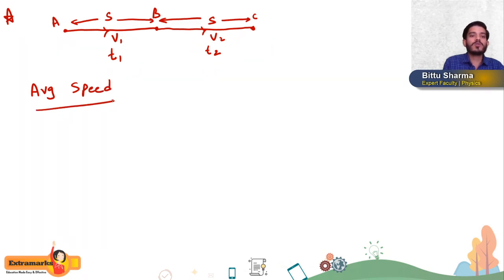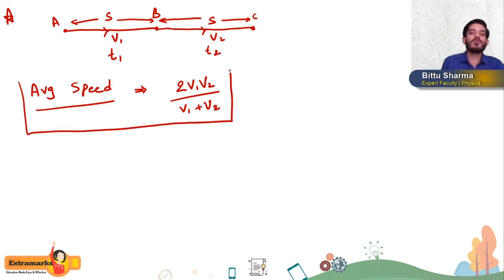in this case, students, remember this thing. We can easily calculate it by total distance by total time. Total distance is s plus s, 2s. Total time will be t1 plus t2. Getting or not? We can easily calculate it, but I will tell you the short trick directly. Whenever the distance is the same, the average speed will be 2v1v2 divided by v1 plus v2. Whenever distance is the same, average speed will be 2v1v2 divided by v1 plus v2.